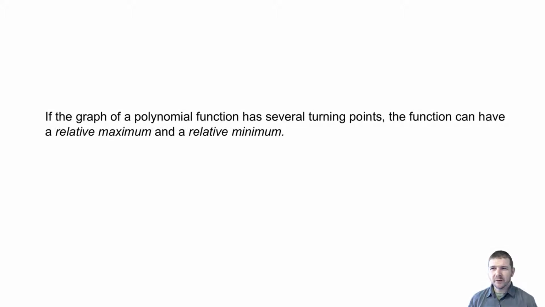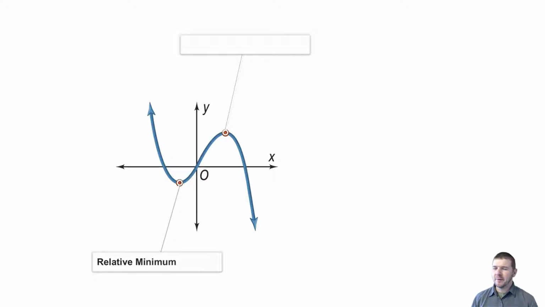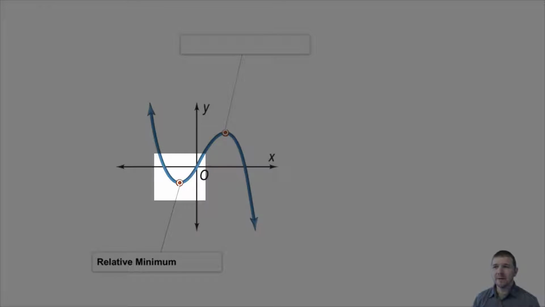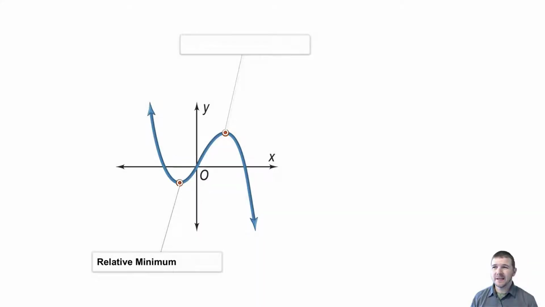If the graph of a polynomial function has several turning points, the function can have a relative maximum and a relative minimum. First note the relative minimum. If we were to look at just a particular region of the graph, it may appear that this is the minimum of the function. But when we consider the entire graph, this is only the minimum for a particular interval of the function, but not the absolute minimum, so we call it a relative minimum.